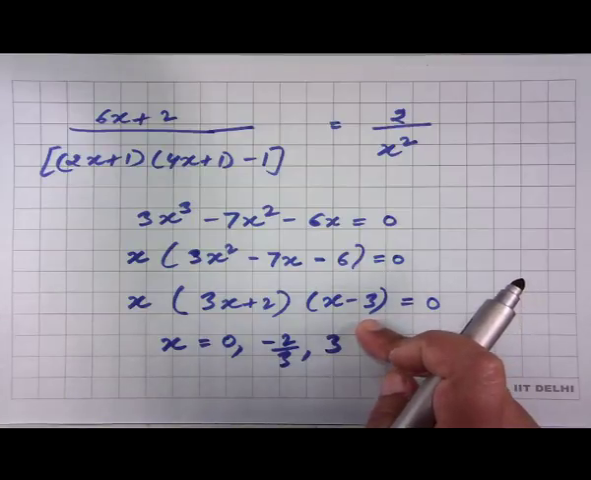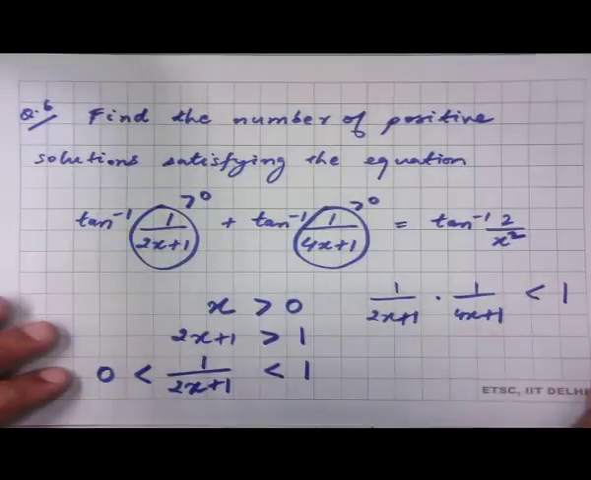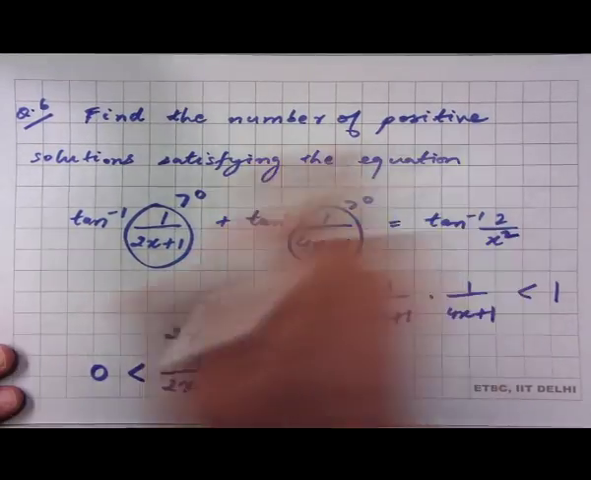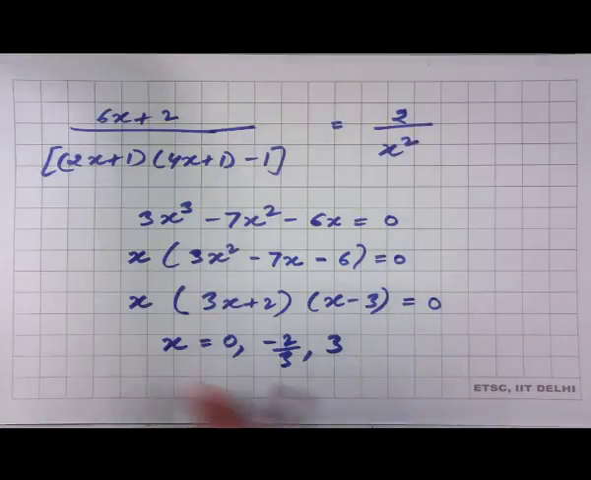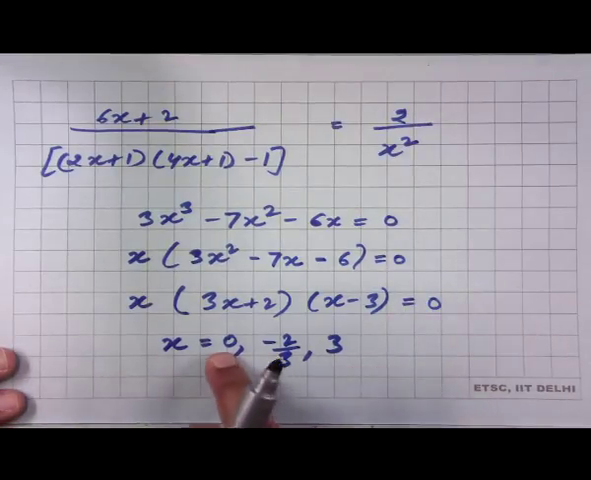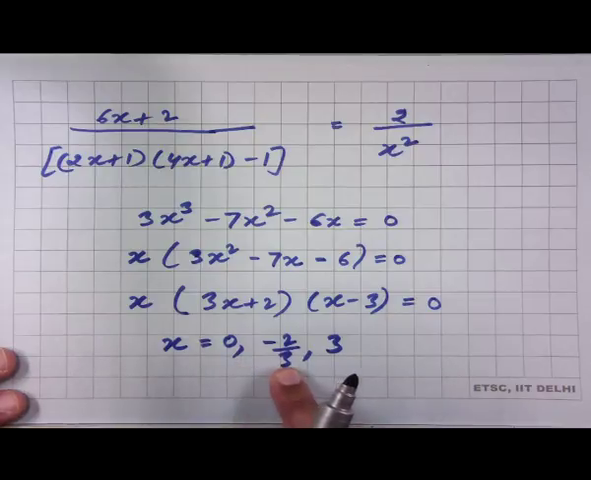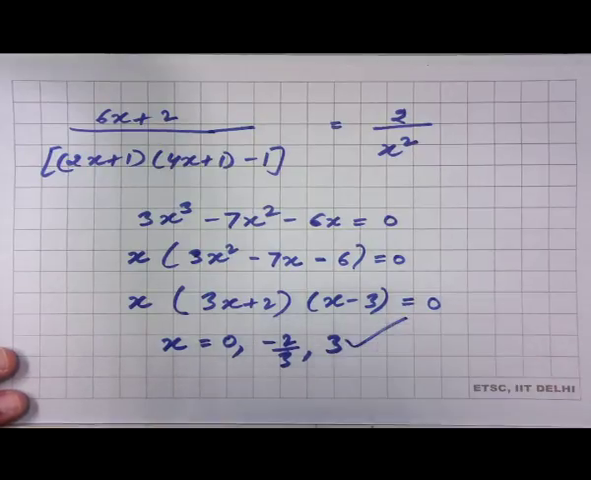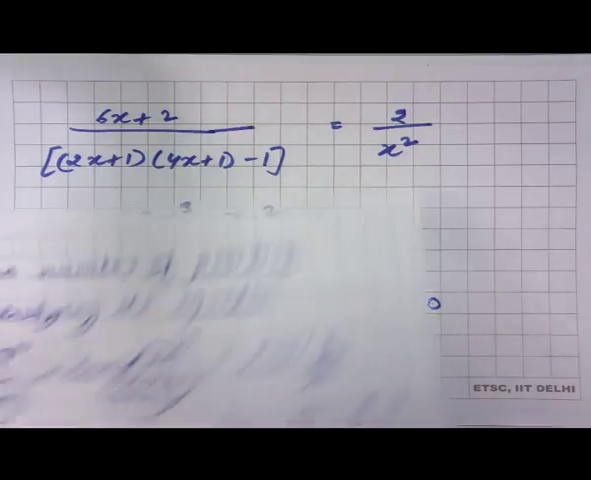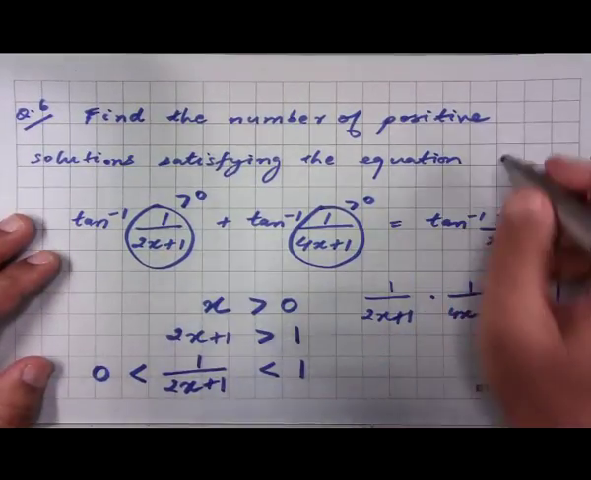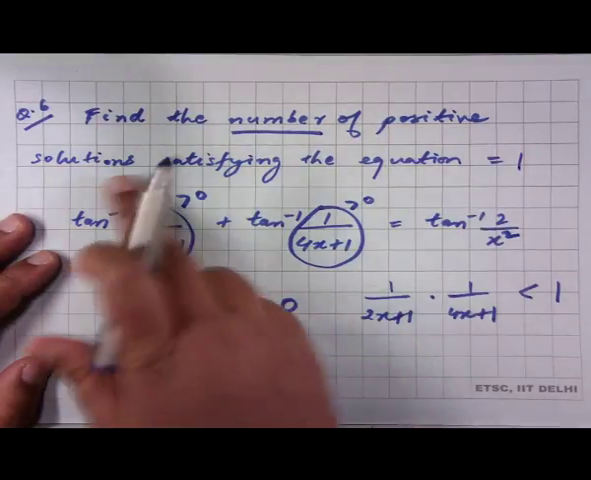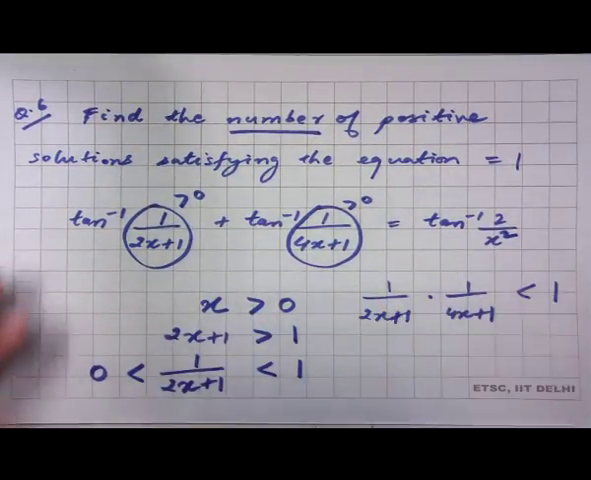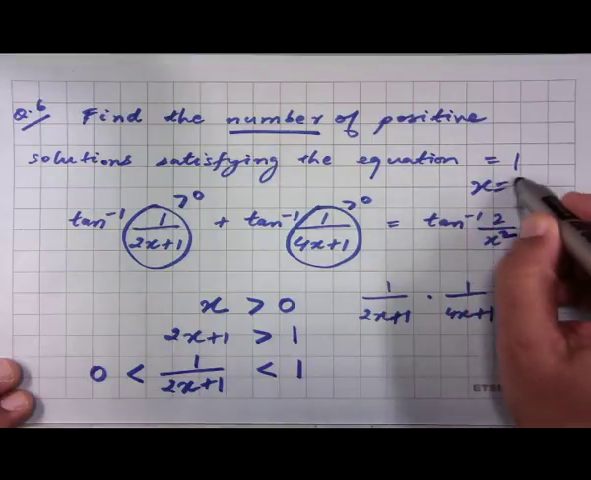But the problem was asking us to find the number of positive solutions which satisfy this equation, and from here it is clear that this is 0, this is minus 2 by 3. So the only positive solution is x equal to 3, and hence the number of positive solutions satisfying this equation is equal to 1. So there is only one solution, which is x equal to 3.